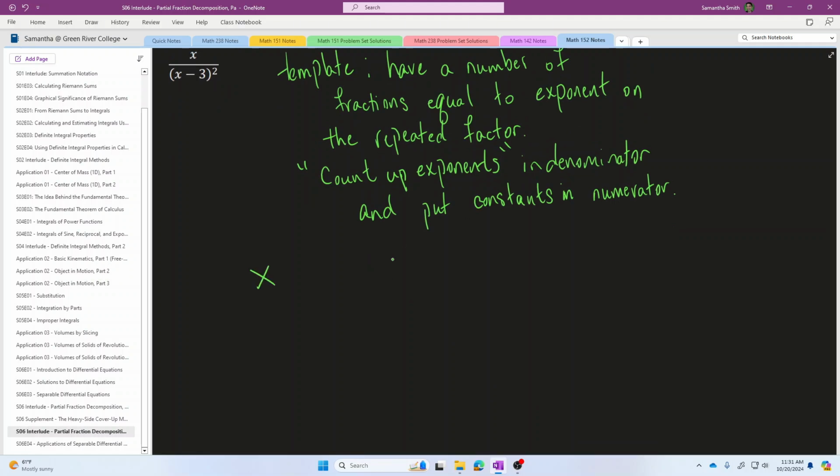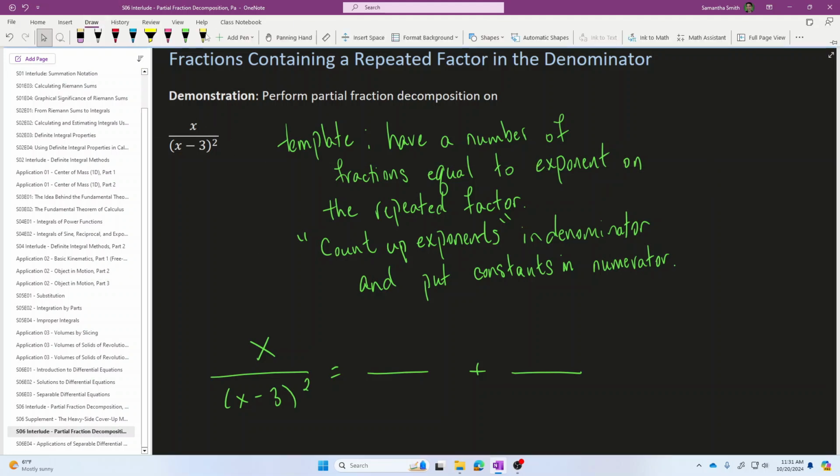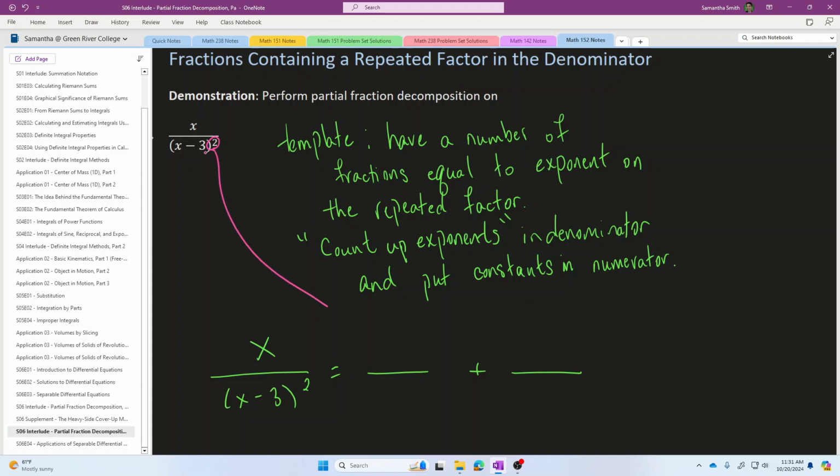I'm going to start by writing down two fractions here on the right side. Two fractions because I want the number of fractions to be the same as the exponent on my repeated factor. In this denominator, my factor x minus 3 has an exponent of 2. That's the number of times it is showing up in this denominator. And so corresponding to that, I will have two fractions in my template.